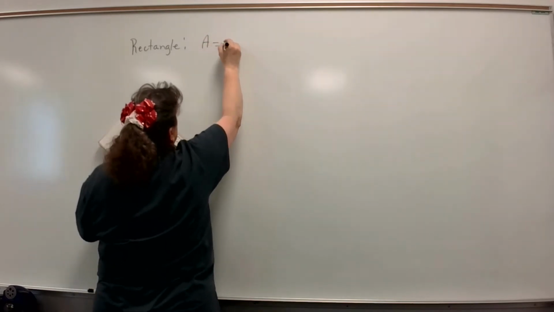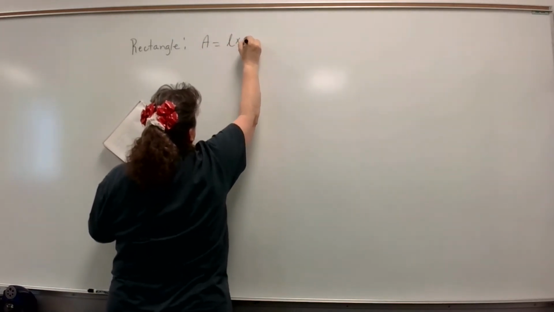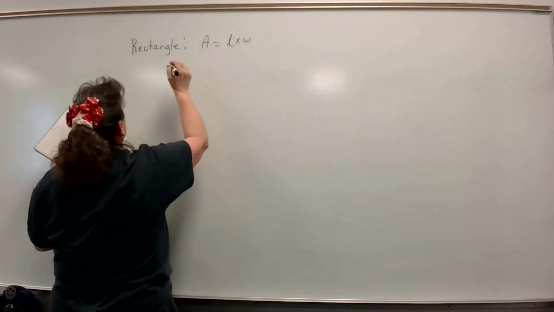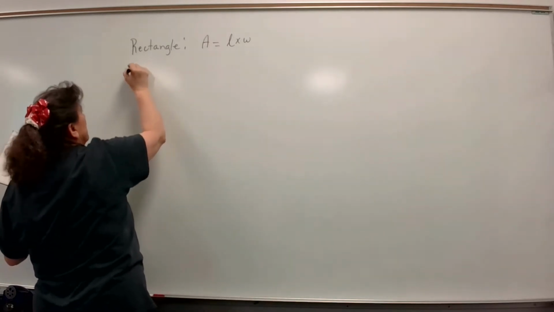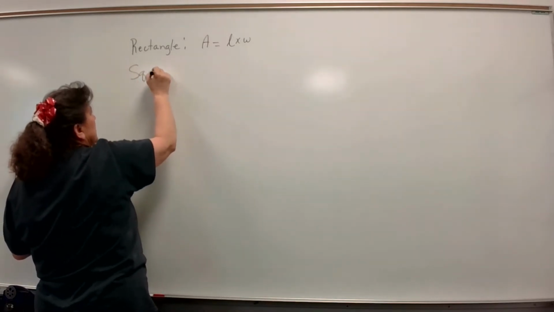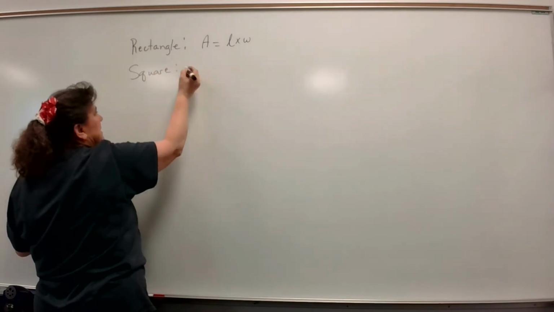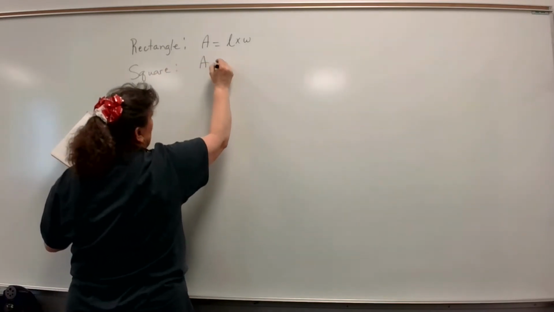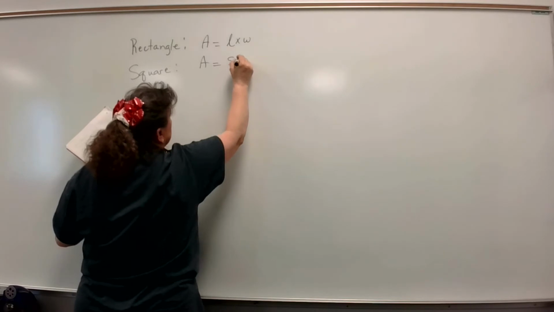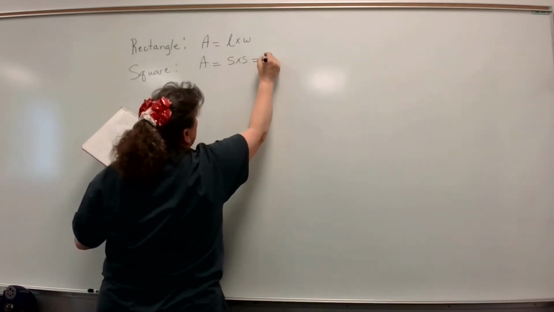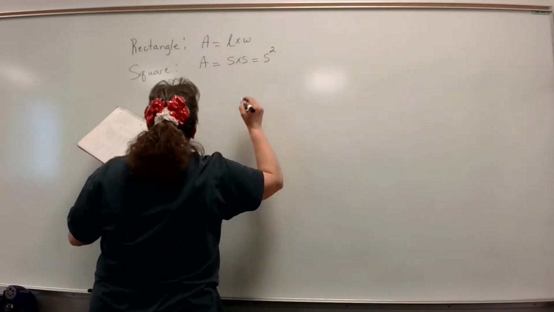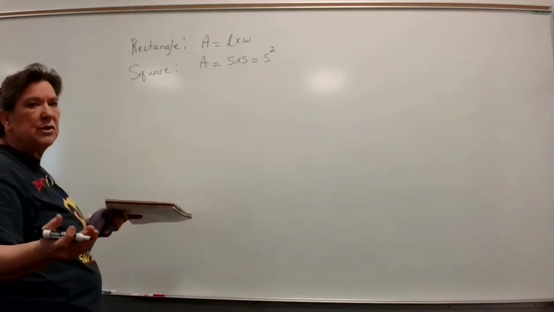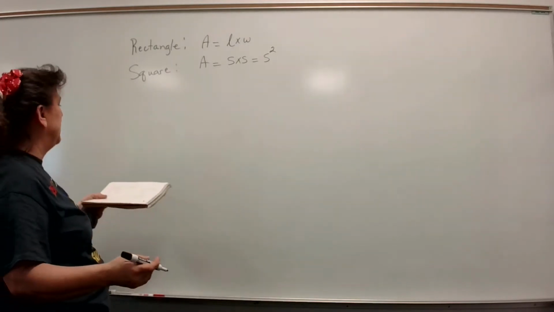A for area is length times width. Okay? And then we look at a square. Well, a square is just like a rectangle, except the sides are all the same length. So it's side times side, often written side squared, because you're using the same thing repeated twice.